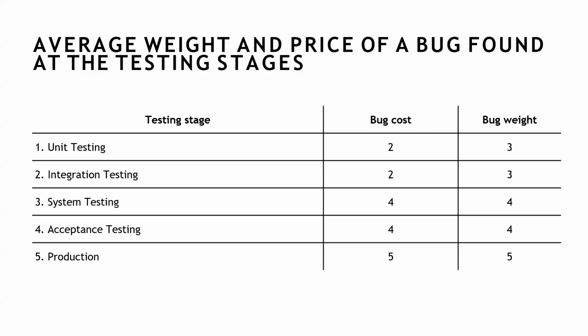The current table represents the summary data with the average weight and price of the bug found at one of the testing stages, as well as for the case when a bug related to system security was found in production. Summarizing the results at each stage of the experiment, we can conclude that special attention should be paid to unit and integration testing. After all, it's from this point on that the cost of a bug begins to grow exponentially. However, system and acceptance testing also play a significant role in the security of the blockchain-based system.